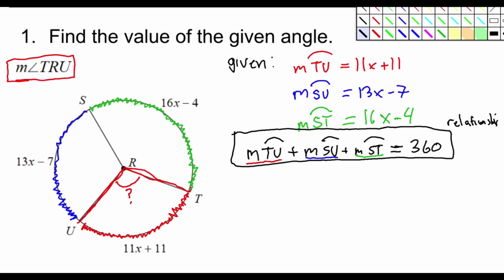Okay? And then after that, it's just substitution and solving. Just basic math. So we substitute and solve. So let's see. Do you know the measure of arc TU? Yes, we do. It's 11x plus 11. And then the next part is going to be 13x minus 7. The next part is 16x minus 4 equals 360.